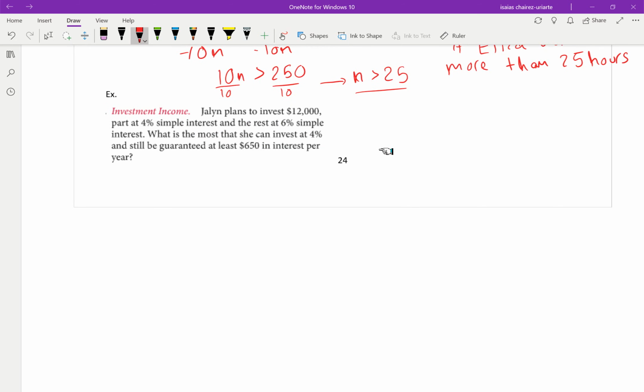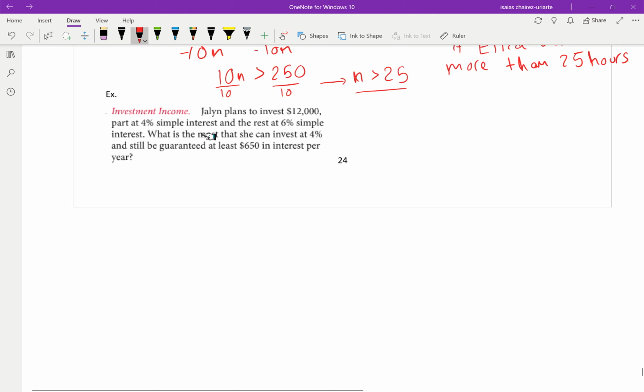Okay, so let's see. We have Jalen. She wants to invest $12,000. I wish I had $12,000 to invest. Part of those $12,000 is going to be invested at 4% simple interest, and the rest is going to be invested at 6% simple interest. So she's going to split her $12,000 into two pieces. I don't know, they're not equal pieces. One part she's going to invest at 4% simple interest. The other part she's going to invest at 6% simple interest.